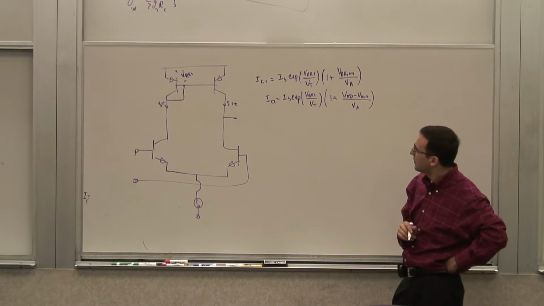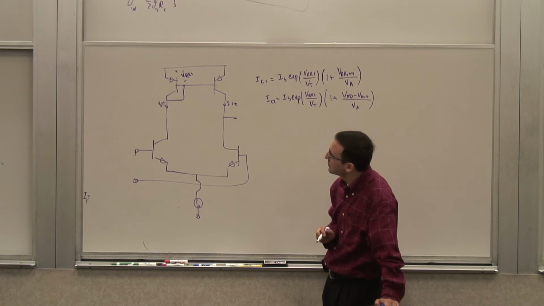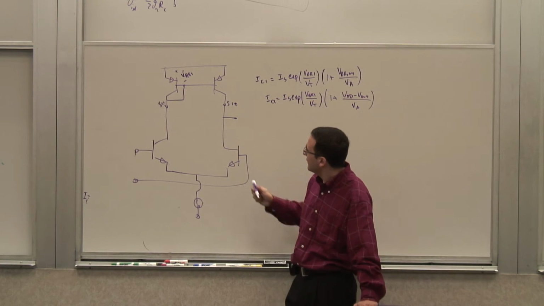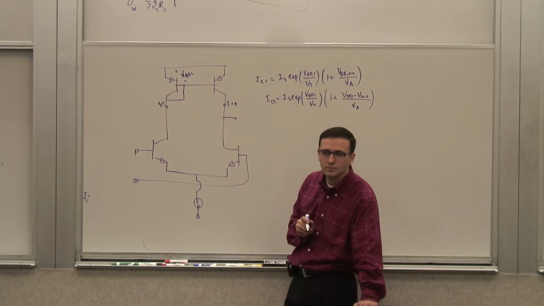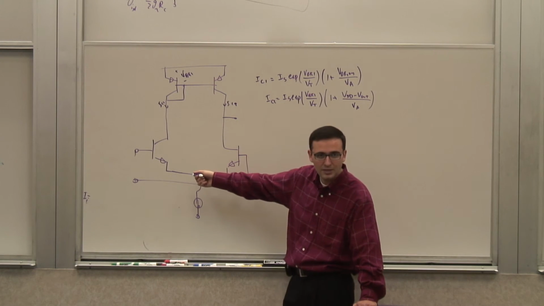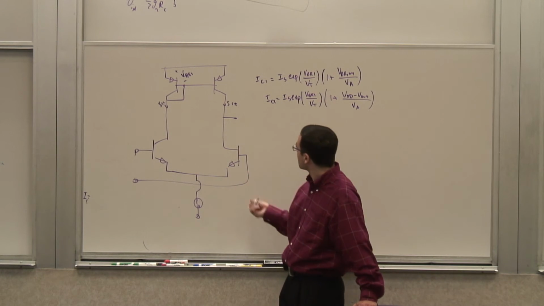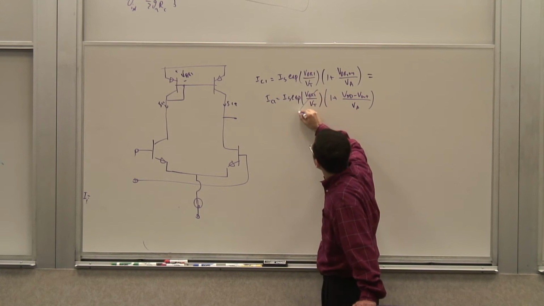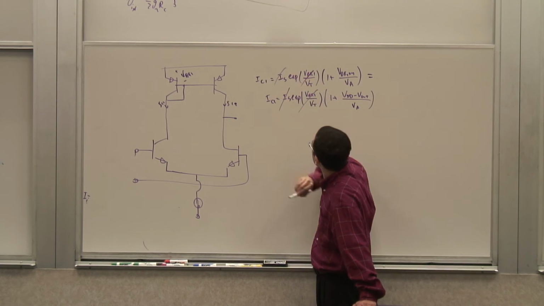Okay, so I know that. But what can I say about IC1 and IC2? Let's say beta is large, so don't worry about this current. If the stage is balanced at the input, they have to be roughly the same because they're determined by the VBEs of these guys. So if these two are equal, this guy cancels that guy, this guy cancels that guy.